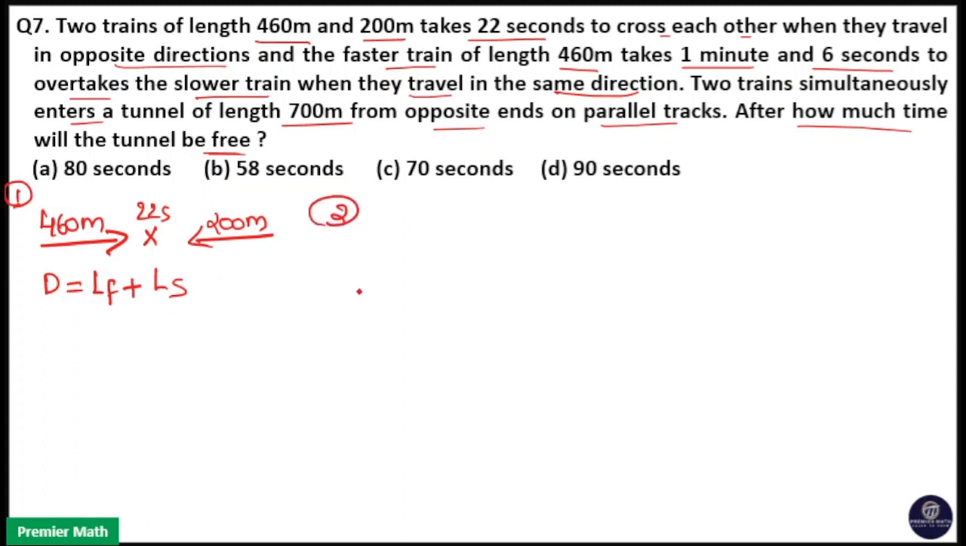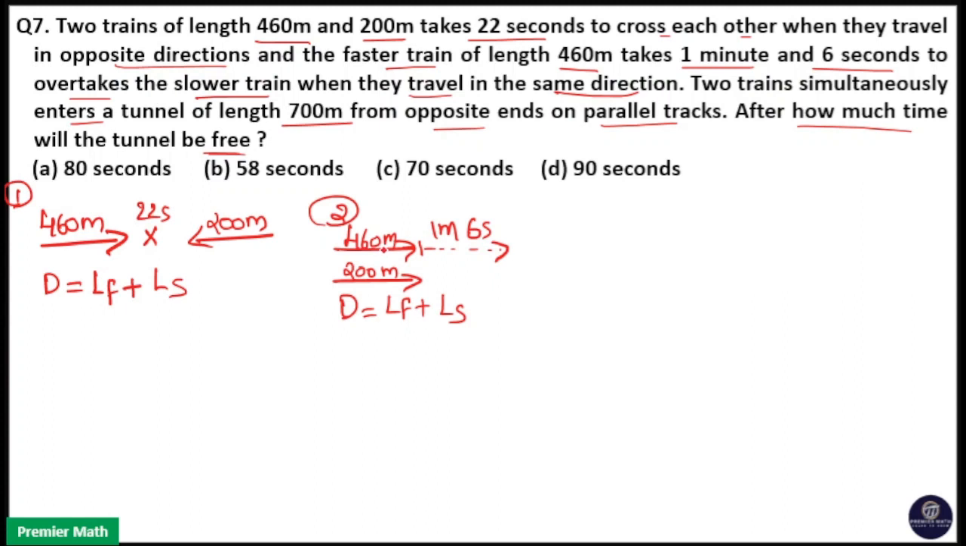In the second case, both the trains are traveling in the same direction. 460 meter train and 200 meter train, both are traveling in the same direction. And this faster train of length 460 meter takes 1 minute 6 seconds to overtake the slower train. That means this train is overtaking the slower train in 1 minute and 6 seconds. Here distance covered will be equal to length of faster train plus length of slower train, because this entire faster train is overtaking the slower train. That means distance covered will be equal to this length plus this length.